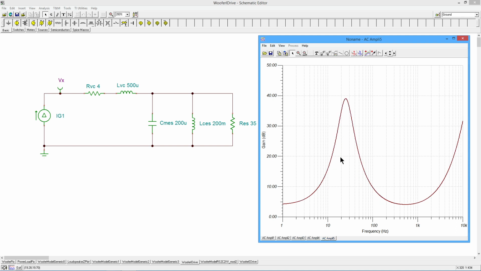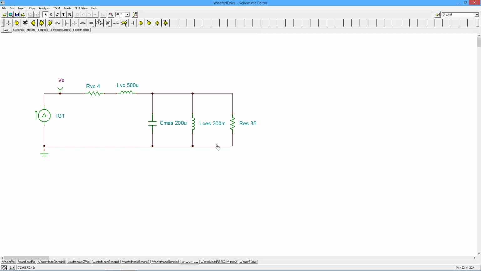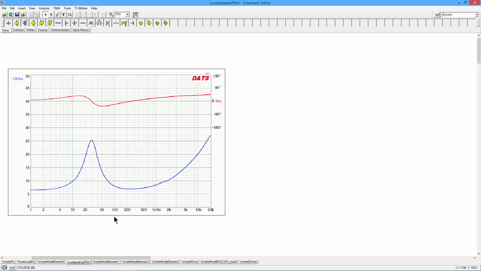But there you go. So you can now play with these things and get a good idea of a loudspeaker that's realistic. All right. Okay. So as I said at the beginning, we could start with something like this and say, hey, can I make a model that's similar to this?